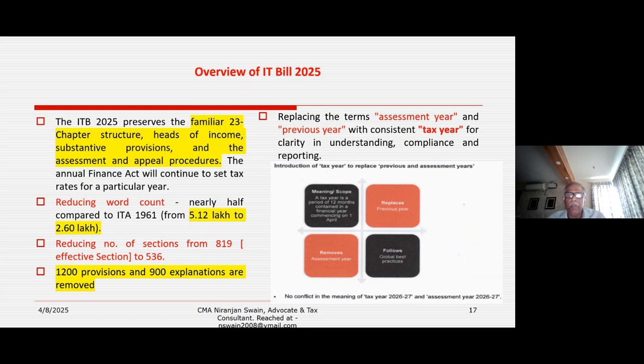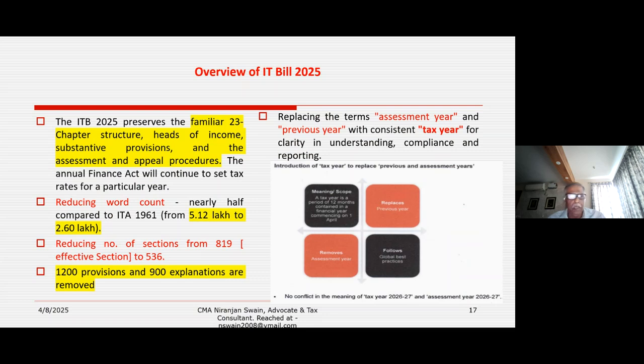ITB 2025 has actually preserved the familiar 23 chapter structure: heads of income, substantive provisions, and the assessment and appeal procedures. The annual Finance Act will continue to set rates for a particular year. These are preserved; you know that the rate will be changed only by the Finance Act. They are keeping that in the new bill also. So the structure remains the same.